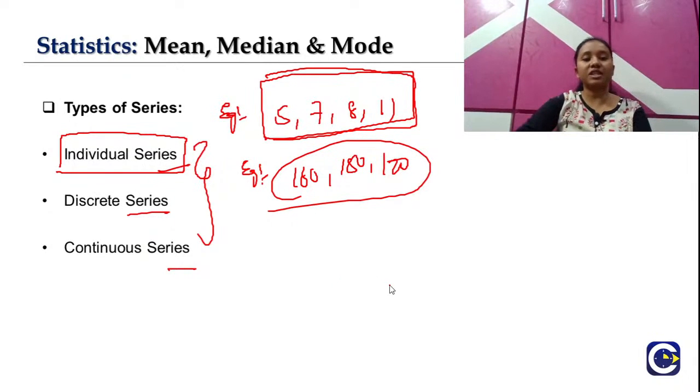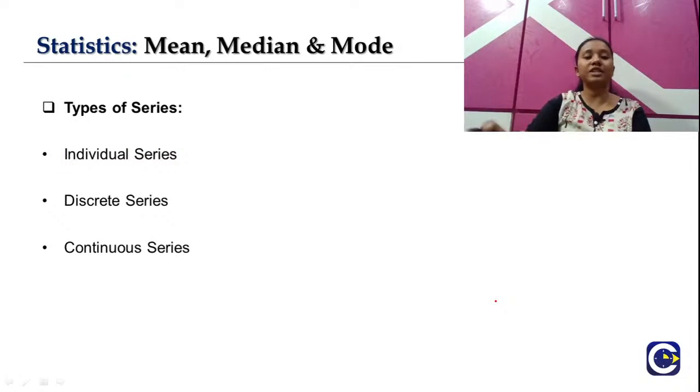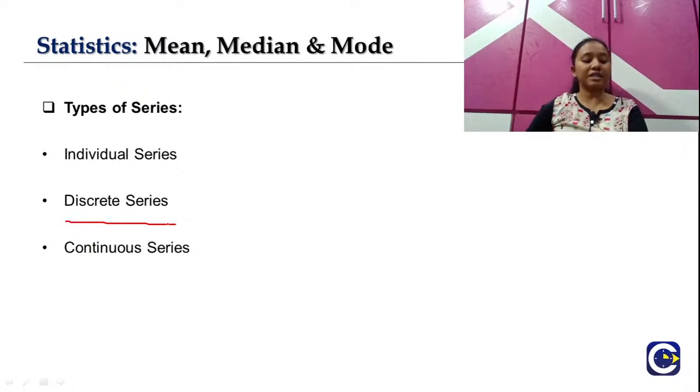Let's move on to the discrete series. What is the difference we can see when it comes to a discrete series? What will be the new term which enters when we take a discrete series? Any idea, guys?